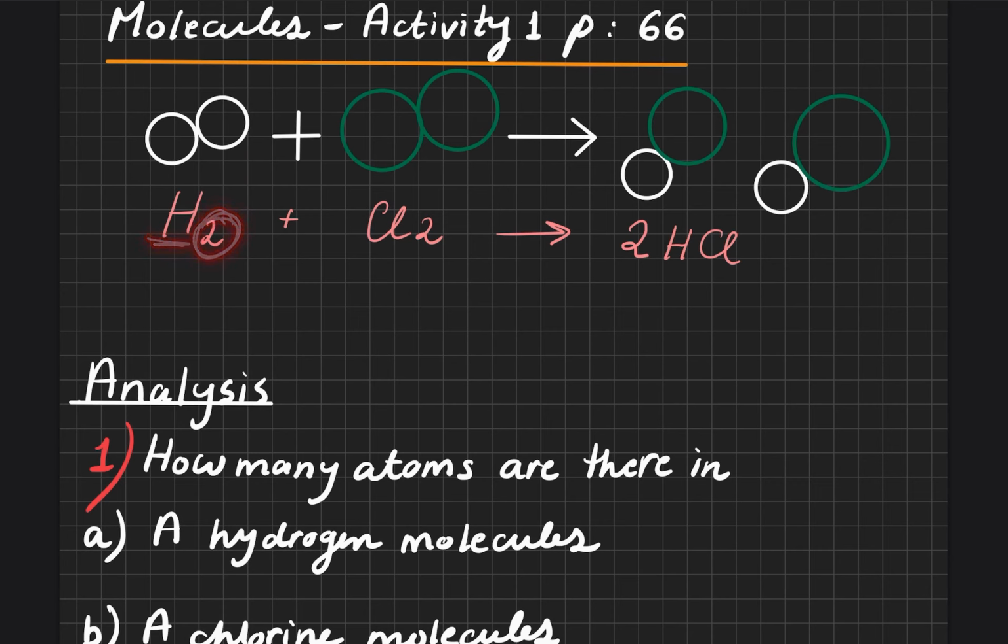And because this molecule contains 2 hydrogen atoms, the 2 here is on the right in the bottom here. So H2 and Cl2, because 1 chlorine molecule contains 2 chlorine atoms, so it's Cl2, and we have in the result 2 hydrogen chloride molecules, HCl, and each one contains 1 chlorine atom and 1 hydrogen atom.